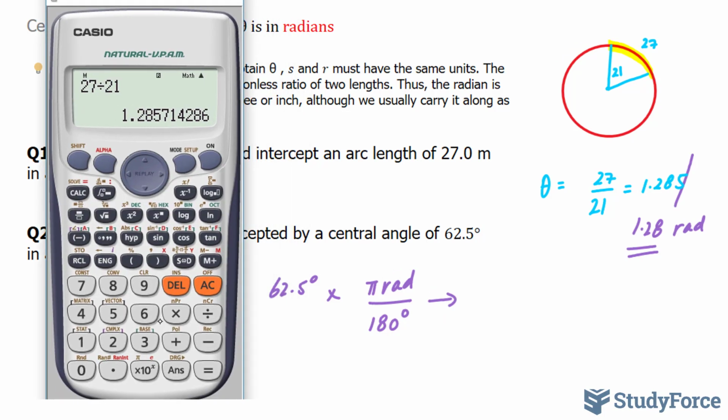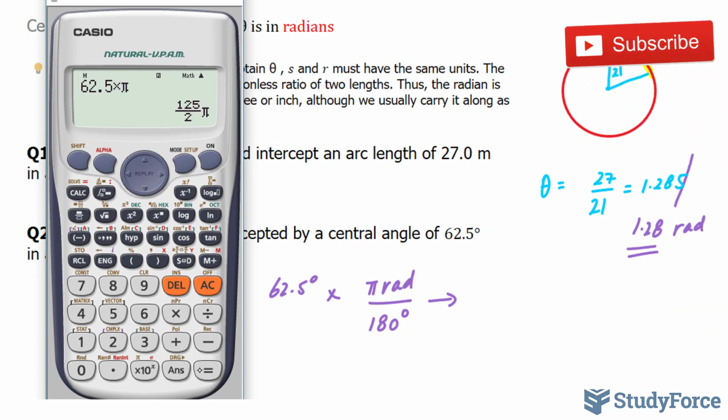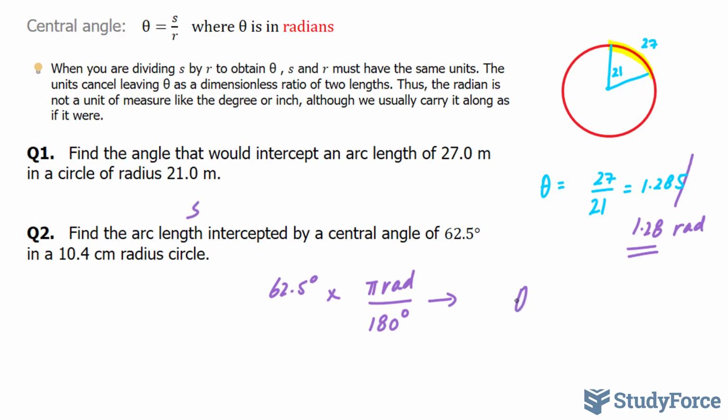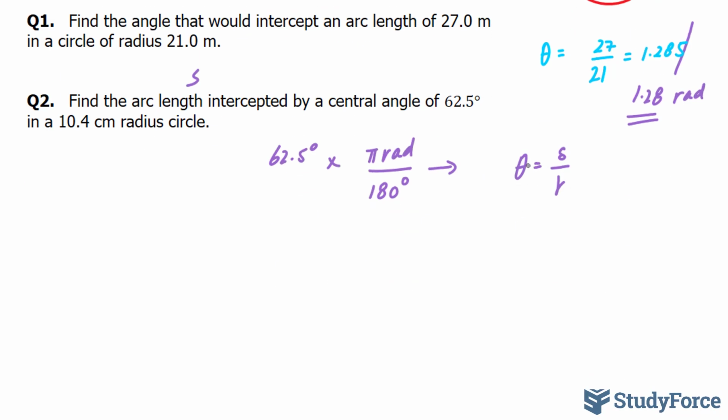Using your calculator, 62.5 times pi divided by 180 gives us 25 over 72 times pi. Now just keep that number in your calculator and let's set up the equation. So we have theta is equal to S over R, where our angle is this number, 25 over 72 pi, is equal to S over 10.4.